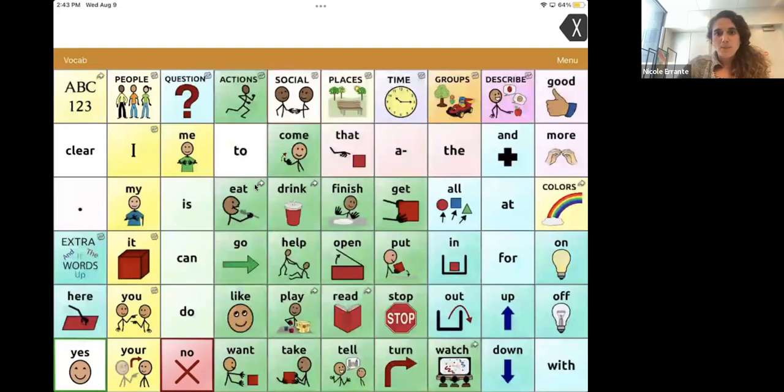So eat will open up to, hopefully you'll see in a minute, up top where everything's all in caps. All of those are category pages. So you open up questions or social or places or time or groups, more words will come up there.